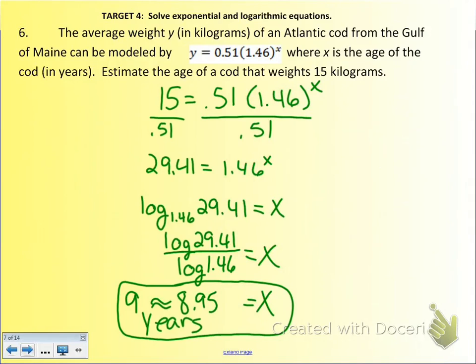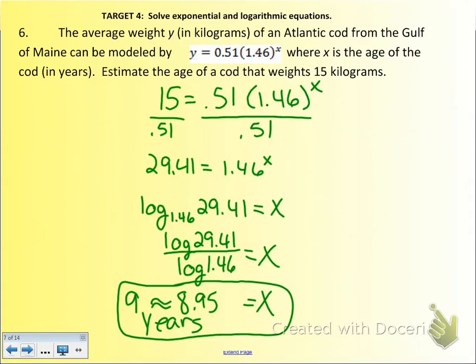Okay, you should have gotten approximately 8.95 or 9 years as your answer. If you did, yay. If not, here's the explanation. We plug in the 15 for the y because y represents weight. Then we're going to solve the equation for x.